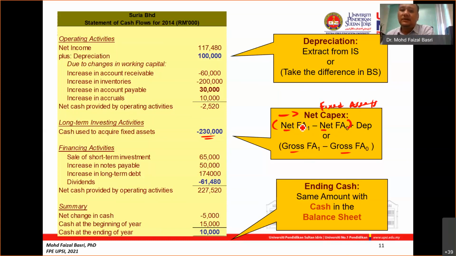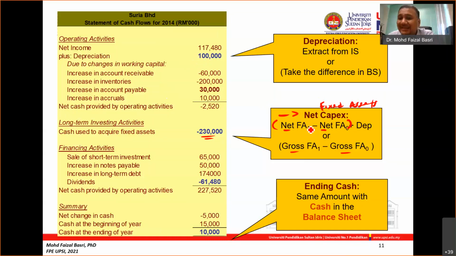Sorry, sir, can I ask? Just now, wasn't depreciation a source? Yes, a source is an add. That's why I said don't get confused with the depreciation used for labeling, the depreciation of 200,000. Yes, it's always plus. But for net capital expenditure, don't take the sign as the value.